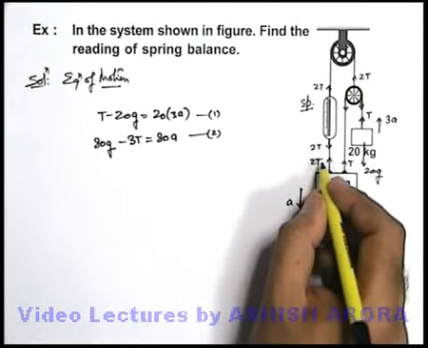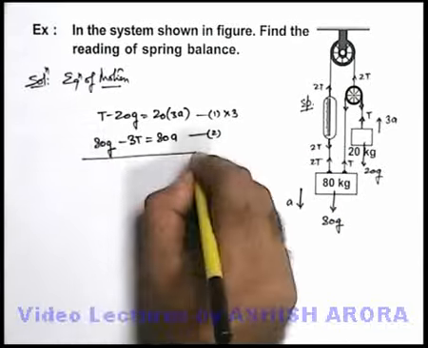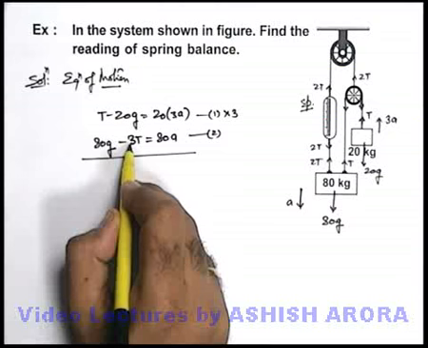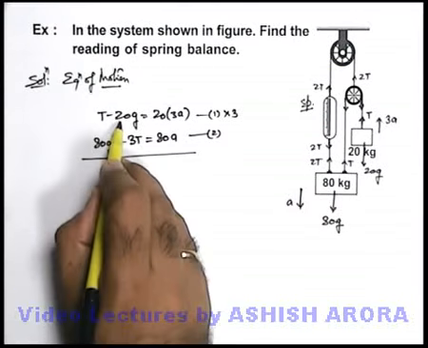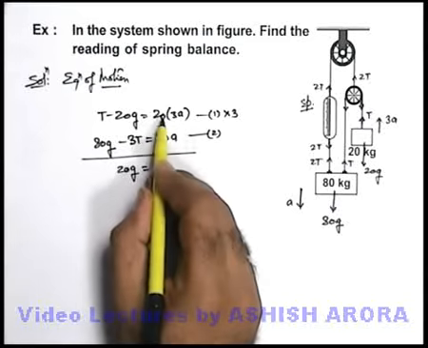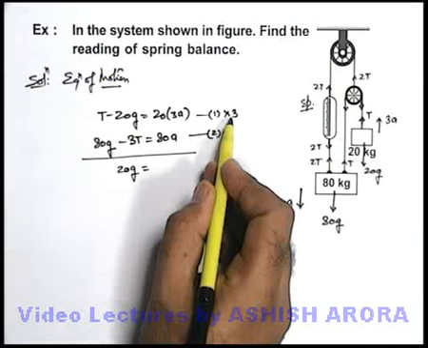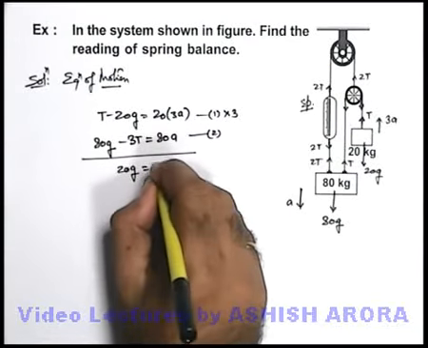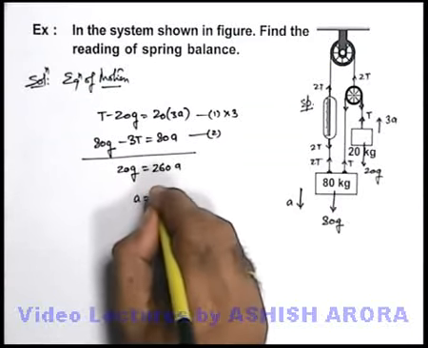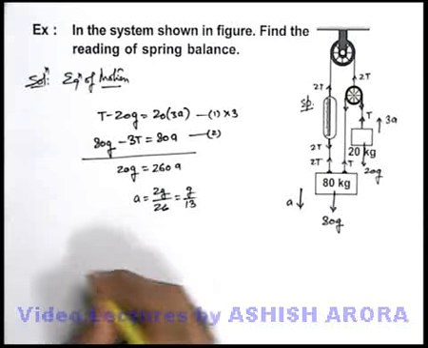To calculate the value of T, first we multiply equation 1 by 3 and we add the two equations, by which we can say the factor of T will get cancelled out. We will be having 80g minus 60g, it is 20g, is equal to, we can see it was 60a, 60 into 3 it will become 180, 180 plus 80 it can be written as 260a. Now you can see the acceleration we are getting is 2g by 26, that is g by 13.